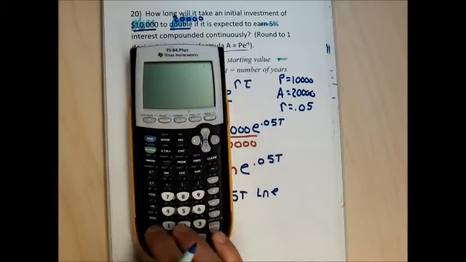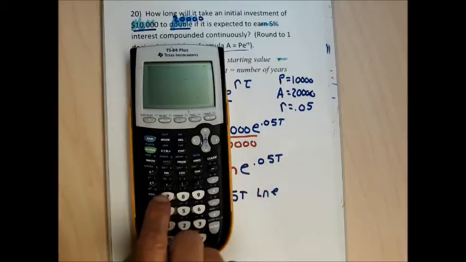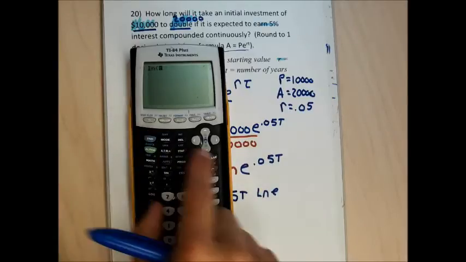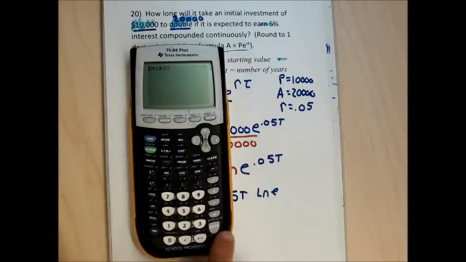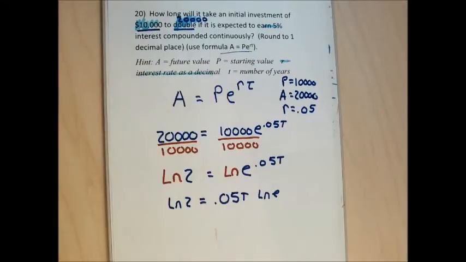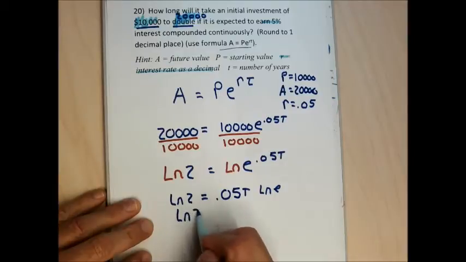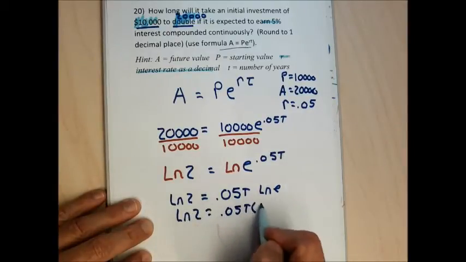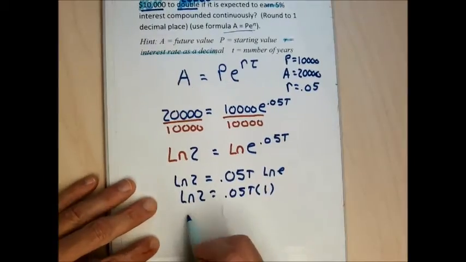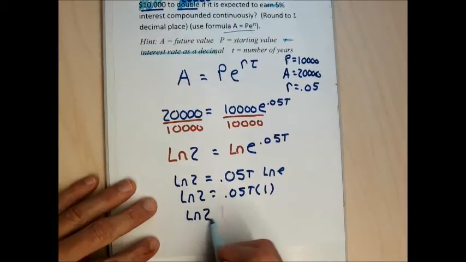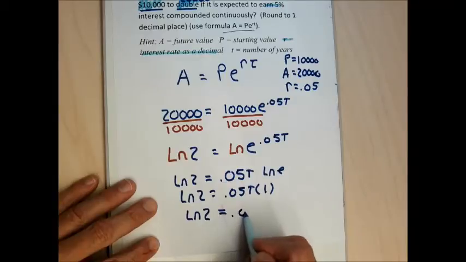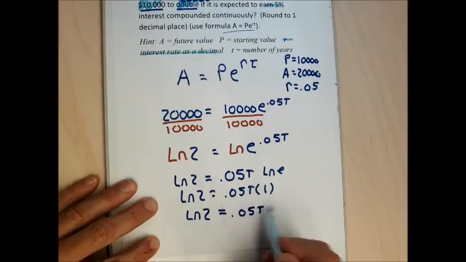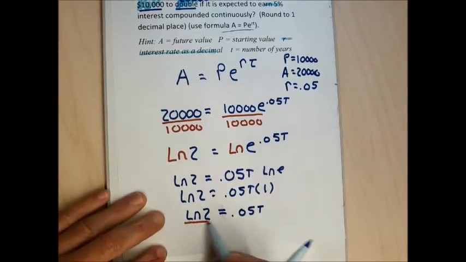The nice thing about the natural log of e, I go natural log and then second divide. Natural log of e is equal to 1. So on the right-hand side, I can really think of the right-hand side as 0.05 t times 1, because the natural log of e is 1. So that I can rewrite this problem as the natural log of 2 equals 0.05 t. I'm going to divide both sides by 0.05.